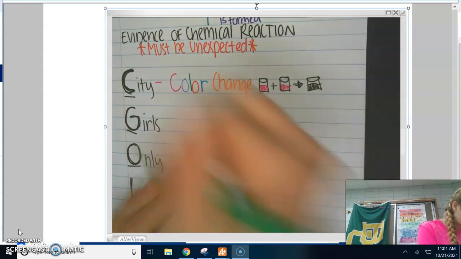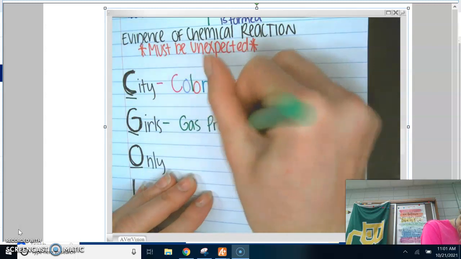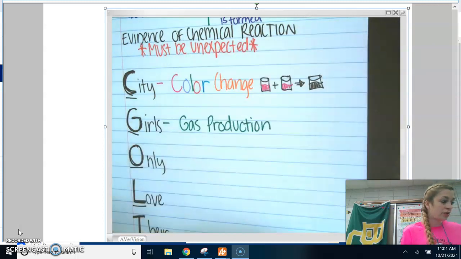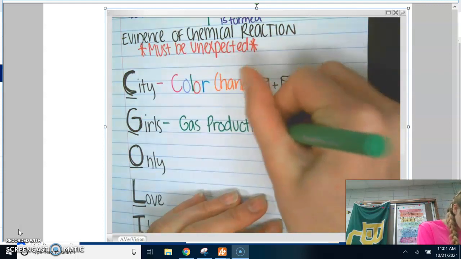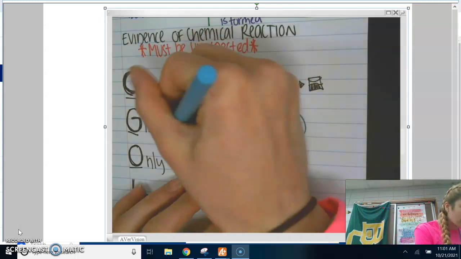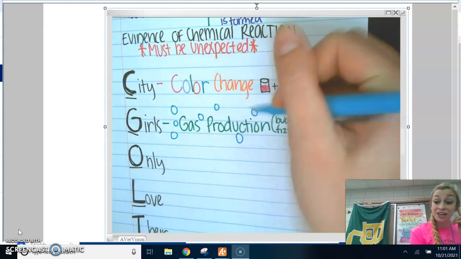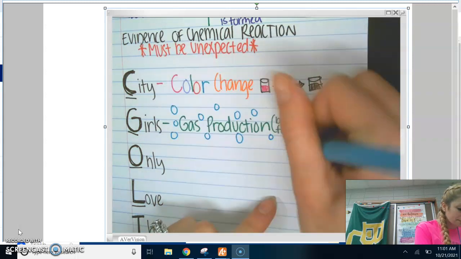G stands for gas production. And there's a few ways that you can see a gas production or hear a gas production. It's going to be a bubble or fizz. So if we have something that's trapping the gas, like a bag, like a balloon, like a lid, we'll be able to see the gas form. But if we don't have something to trap it, we might not see the gas. It's released into the air. But we would see bubbles. So I'm going to put some bubbles everywhere. We would hear fizzing. You'd see a lot of bubbles. You'd hear some fizzing.